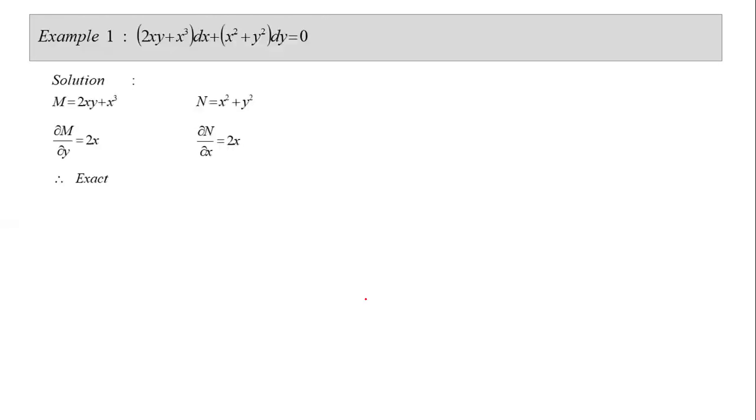Okay, so example number 1, say we have already verified that this DE is an exact differential equation.